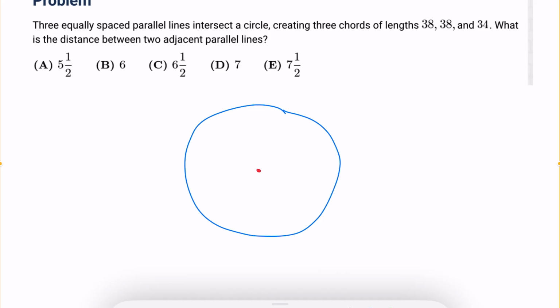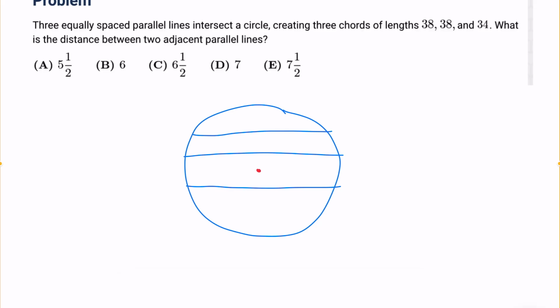Obviously, my circle is not drawn to scale, so it might look a little different, but we know that we have 2 chords of length 38. And so that means that they must be equal distance from the center. And then we have a chord with length 34, so obviously that's farther from the center of the circle. So it'll be right here. And keep in mind that the distance between these lines are the same.